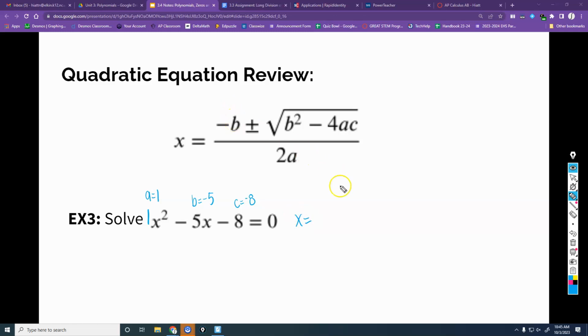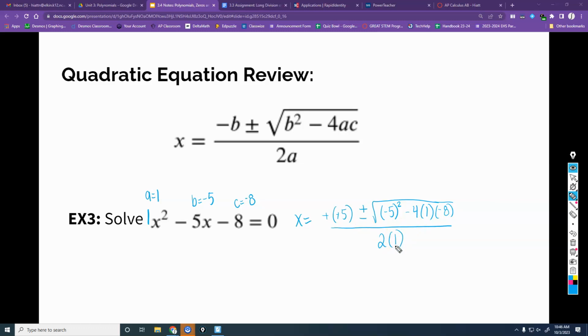And we would have negative b, or a lot of times you'll say opposite of b. So if I do negative b, it's negative 5, which actually is just positive 5, right? Plus or minus the square root of b squared. So make sure you put that negative 5 in parentheses before you square it, or I just leave the negative off altogether, because when you square something, it's always positive. Minus 4 times 1 times our c is negative 8, all over 2 times 1.